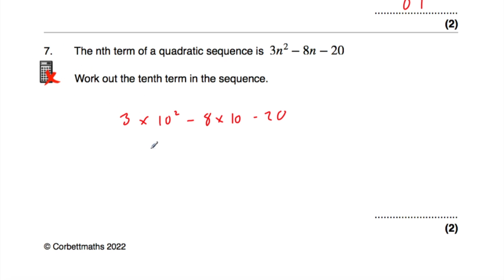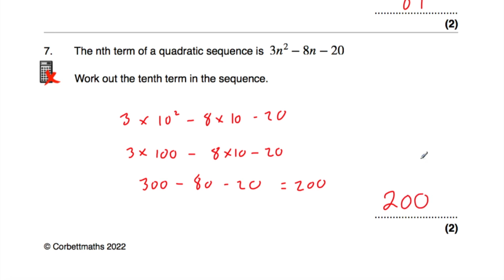That's important, we remember our order of operations. So we need to square first of all. So we've got 3 times, and 10 squared is 100. So 3 times 100, subtract 8 times 10, subtract 20. Now we're going to do our multiplications. 3 times 100 is 300. And then we subtract, and 8 times 10 is 80. And then we've got subtract 20. So 300 take away 80 would be 220. Take away another 20 would be 200. So that means the 10th term in this sequence would be 200. And that's it.